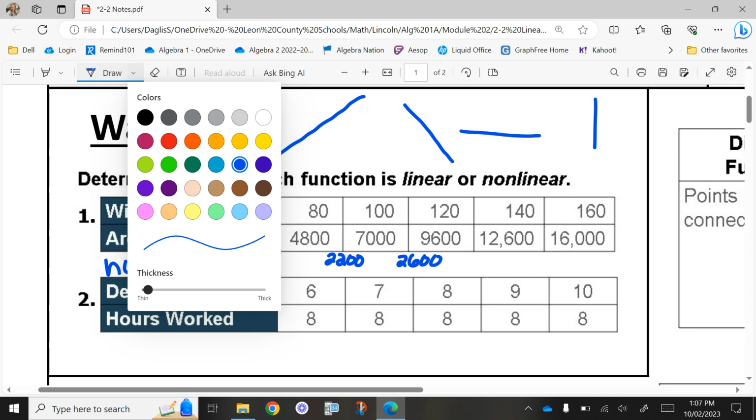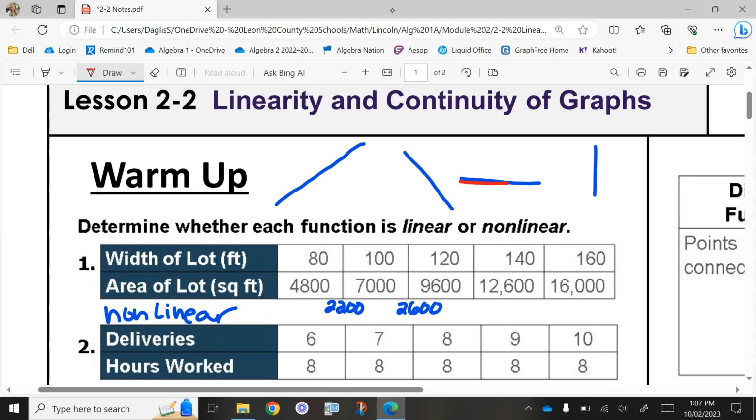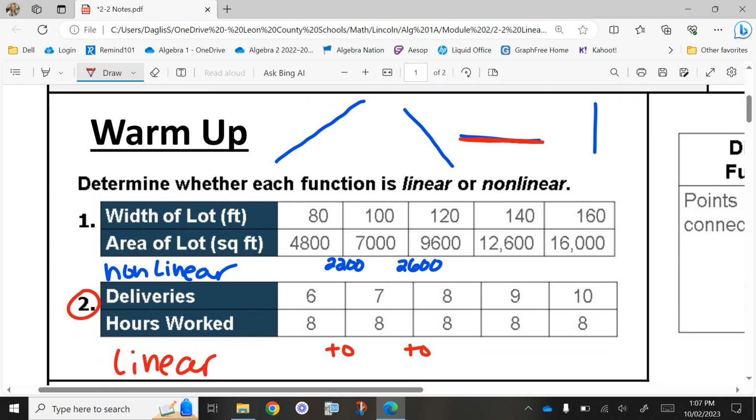Good. All right. Number 2, we have deliveries and hours worked. Look at the top row: 6, 7, 8, 9, 10. Is that going up by the same each time? Up 1, up 1, up 1. We're good. So my bottom needs to do the same. My bottom goes 8, 8, 8, 8, 8. Technically, you're just adding 0. So guess what? This is a line. This would look like this guy. It would be flat because there's no change. Number 2 would be a horizontal line. That's what that's showing.